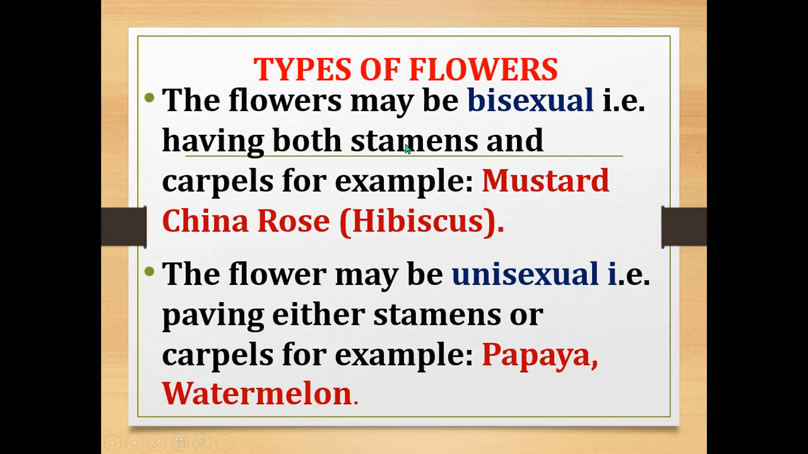What is the male reproductive part, children? Stamen, isn't it? Female reproductive part, carpel. So bi means two, sexual. So these flowers contain both stamen and carpels. Examples for bisexual flowers are mustard and China rose. China rose is nothing but hibiscus. The flower may also be unisexual. Unisexual means it may contain either stamen or carpels. For example, plants such as papaya and watermelon have unisexual flowers.